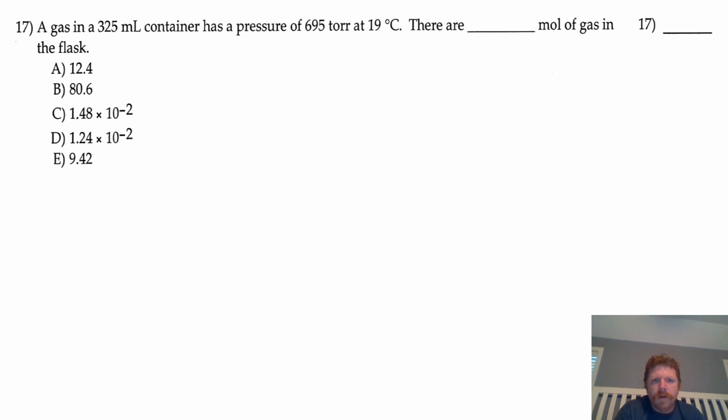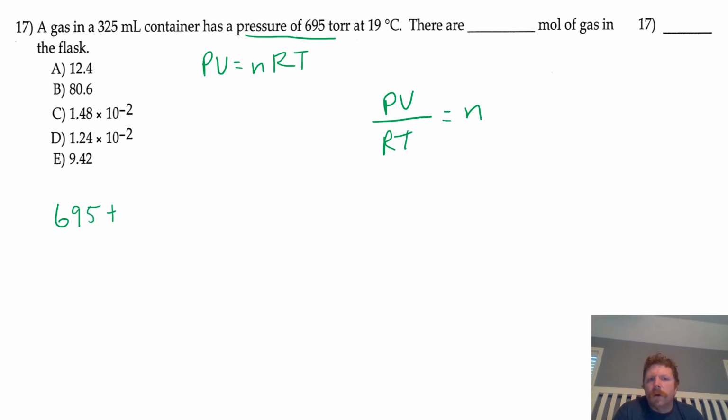Hey, this is another PV equals nRT. Okay, there are blank moles, so we're looking for N. So we're going to rearrange the ideal gas equation: PV over RT equals N. Okay, N is what we were solving for. Do we have our pressure? Yes, we do, but we need to convert it. 695 torr. Well, 1 torr is equal to 1 millimeter mercury. So 760 torr is equal to 1 atmosphere. So 695 divided by 760 equals 0.914.